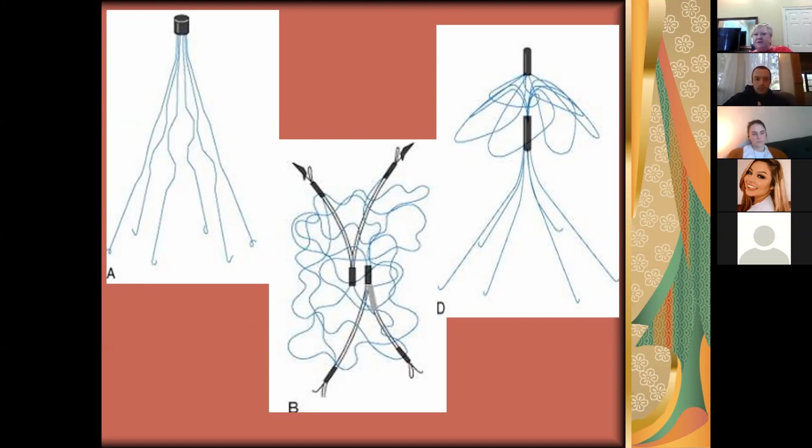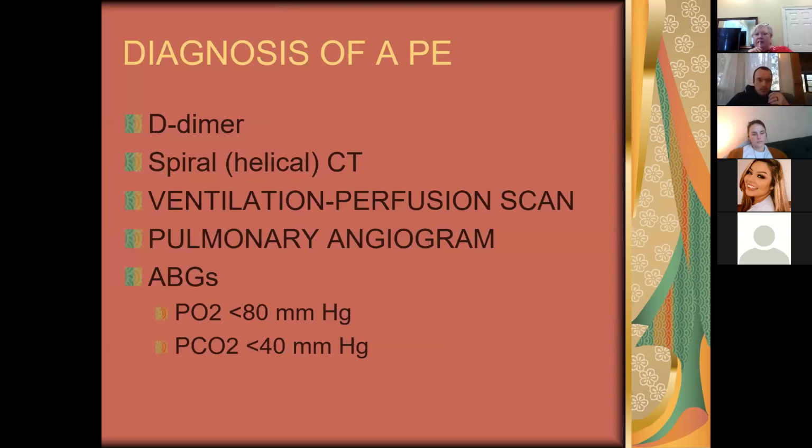So how do we diagnose a PE? Well, we can do a D-dimer on them. A D-dimer is a test that doesn't say they have a PE, but it says they have clotting going on somewhere in their body. It is a byproduct of clots. I can't tell you where it is, but there's a clotting disorder going on. And that's what a D-dimer is.